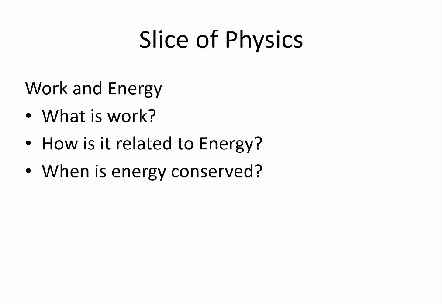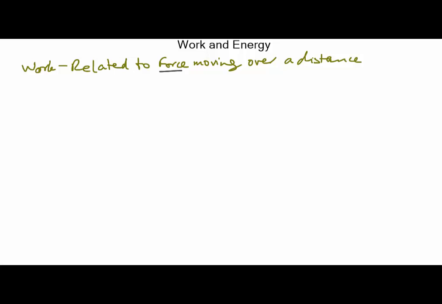what that means. Work is one of those terms that has a very different meaning in physics than it does in our common language, so we've got to take some time to understand it. In physics, work is related to a force that moves over a distance. So in order for work to be done, I must have a force, and the force must move over a distance. Specifically, work is equal to the parallel component of the force times the displacement that it moves through.